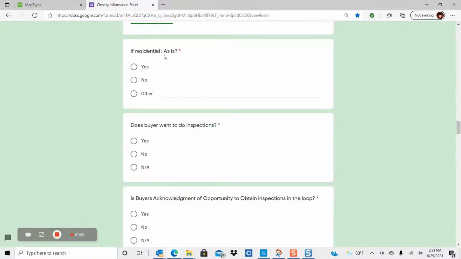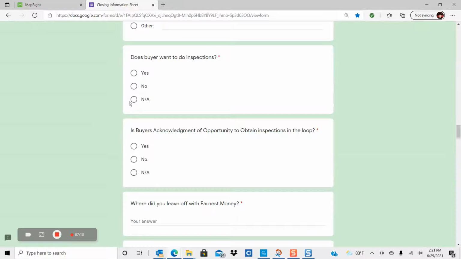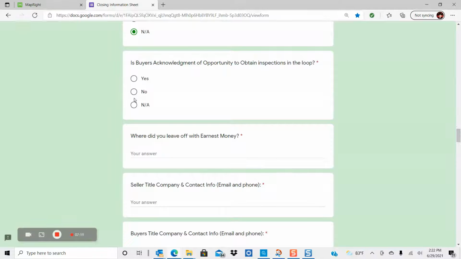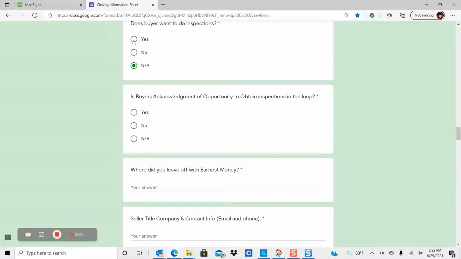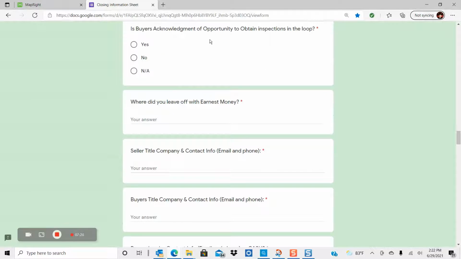If it's a residential, is it an as-is residential? Yes or no? In this case, it's vacant land, so it'd be no. Did the buyer want to do inspections? We don't know because we don't represent the buyer in this case. So that would be something the back end would reach out to the buyer's agent and find out for you. If you do know that, then you can say yes or no. We don't represent the buyer, so the buyer's acknowledgement of opportunity to obtain inspections wouldn't be in our loop, so we would say no. But if you represent the buyer, then you would want to answer that question accurately.